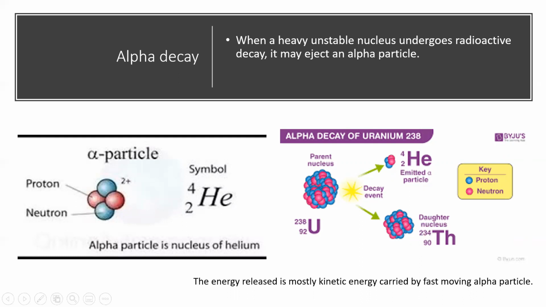The energy which is released during an alpha decay is mostly kinetic energy carried by the fast moving alpha particle. So this is your alpha decay, when a helium nucleus is released as a parent nucleus undergoes radioactive decay. This is called the parent nucleus, and this is called the daughter nucleus, one of the products.